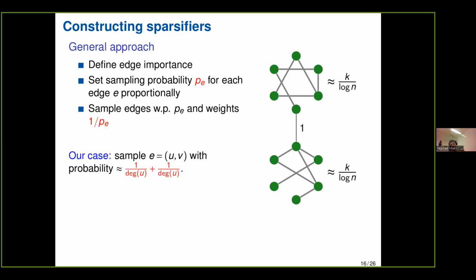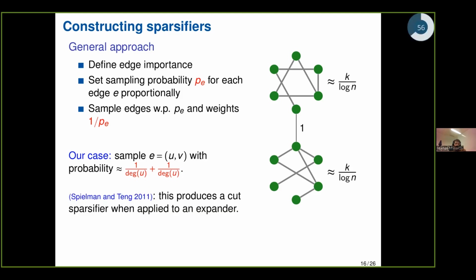In our case, we set the sampling probability to be proportional to the sum of inverse degrees of the edge endpoints. And this is good for two reasons. First, this is a very simple importance measure to compute, even in a dynamic stream. And second, this sampling probability was considered earlier by Spielman and Teng, and they showed that sampling with this probability would produce a cut sparsifier if we were to apply this procedure to an expander.